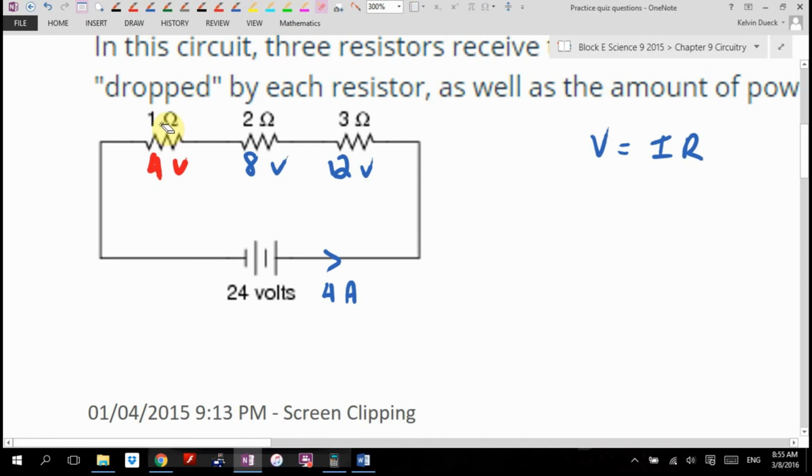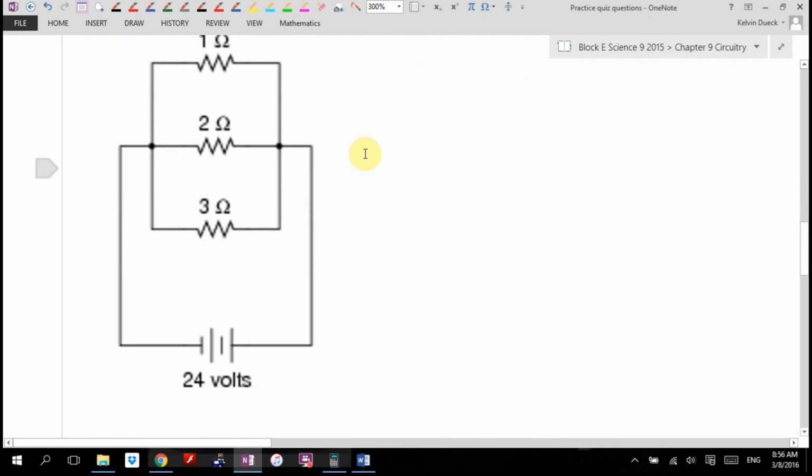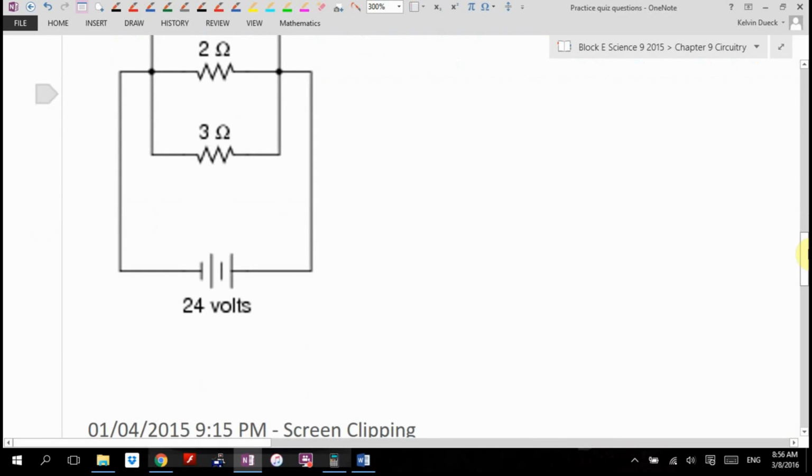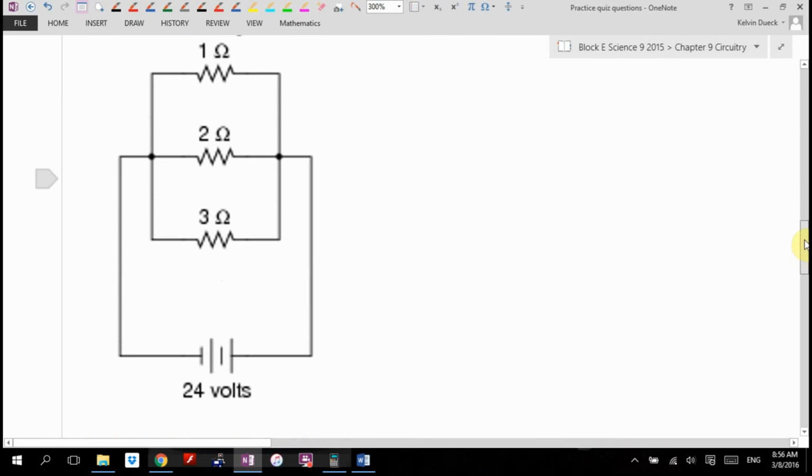You could have also gone 4 times 1, get the voltage as well. Do we know the voltage? We could find the power in each of these as well, because the current is 4. Power would be 16 watts. 4 times 32 watts, 48 watts, right? Okay. A little smaller, Mr. Duke. Here we go. Okay.